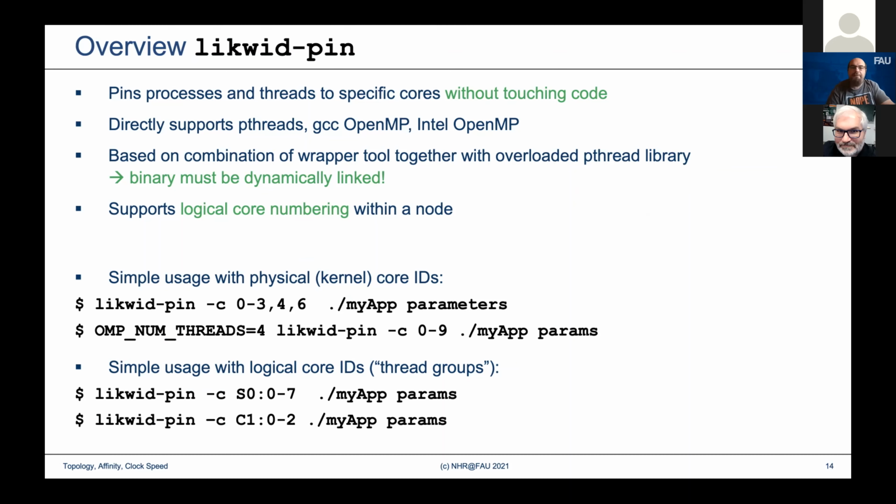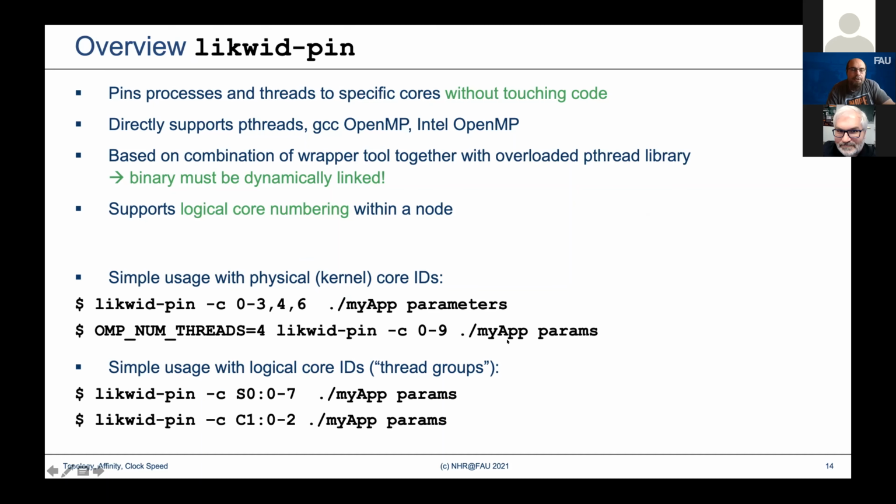So we specify the physical hardware thread IDs that are given by the operating system simply in a listed way or separated by comma, and then the application and the application parameters, and LIKWID-pin will take care that the application is using only these cores.